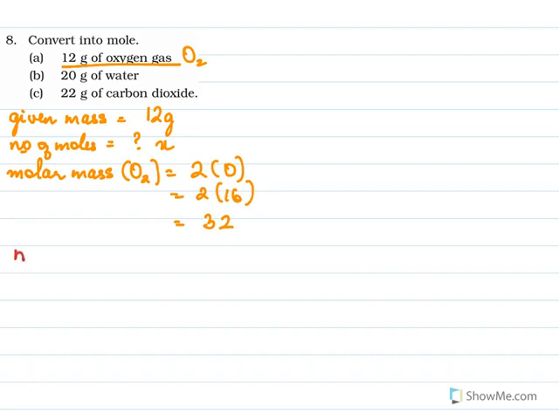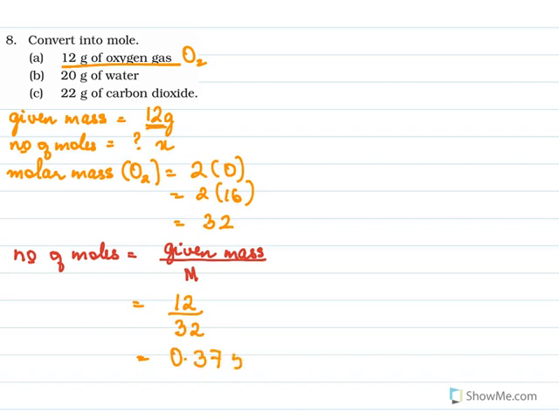Now here we are going to use the first formula. Number of moles equal to given mass over molar mass. Now number of moles we don't know, that is our X, that is what we need to find. Given mass here is 12, molar mass is 32. This answer will be 0.375 mole. So for this we can write 12 gram of oxygen gas, O2 is oxygen gas, is 0.375 mole.